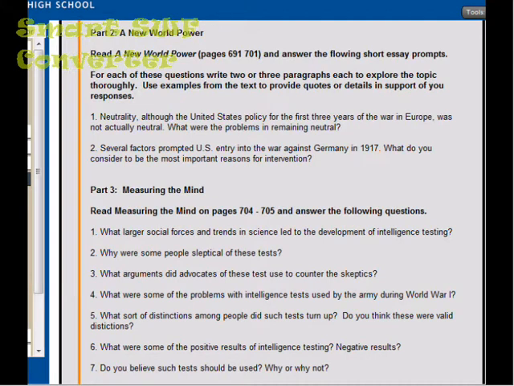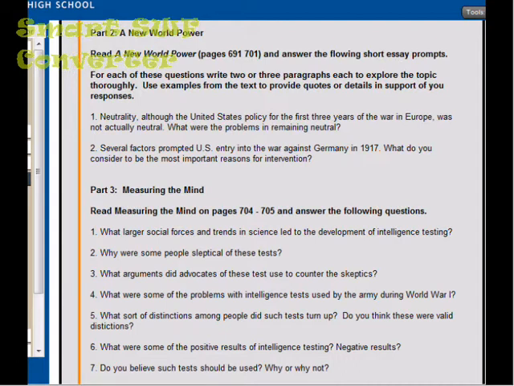Let's look at our last 7 questions. I only have a few seconds left, so let's look at those. What larger social forces and trends in science led to the development of intelligence testing? From 1870 to 1920, scientists and physicists explored new ideas about the mind. Page 704.